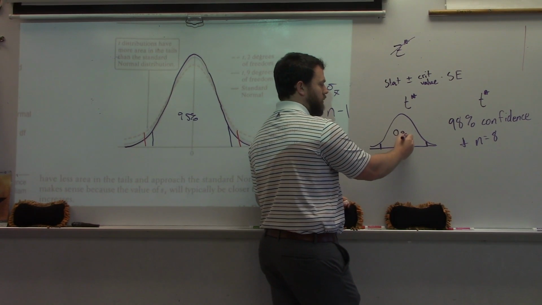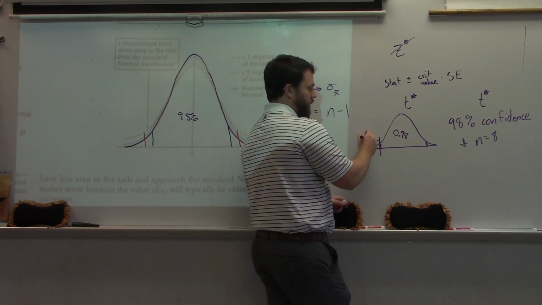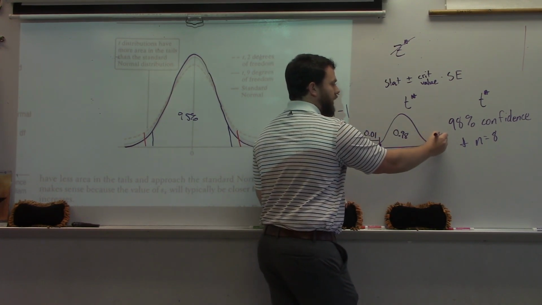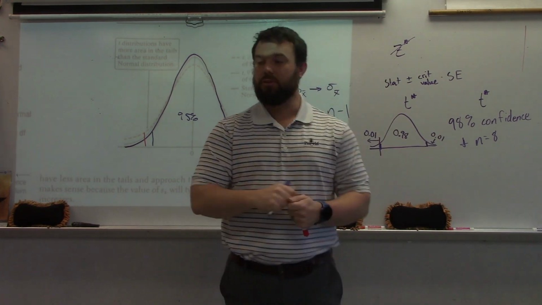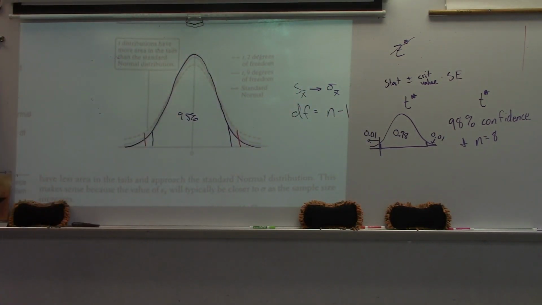0.98. So what would be to the left of here? 0.01, right? 0.01 here, 0.01 here. And so I want you to do that inverse t, see what critical value you get. What's the degrees of freedom? It's a great question. You know the information. Think about what information I gave you to figure out the degrees of freedom.